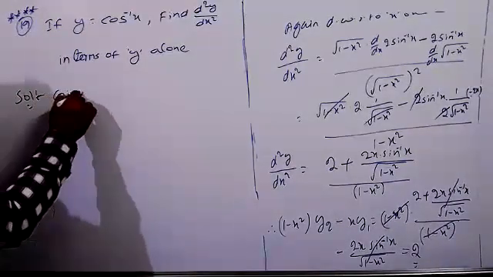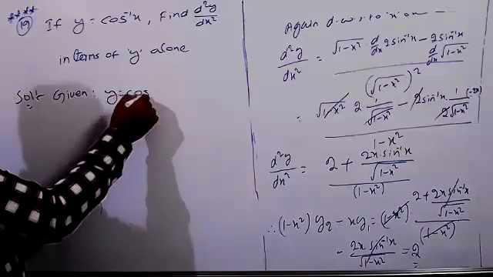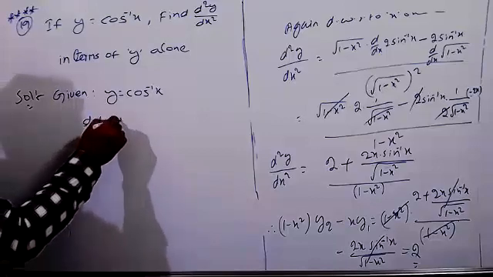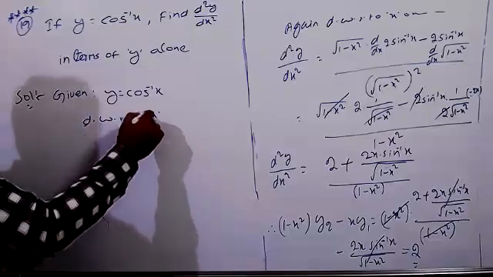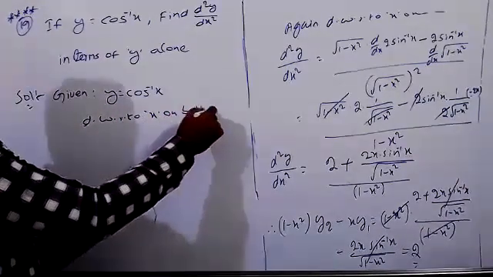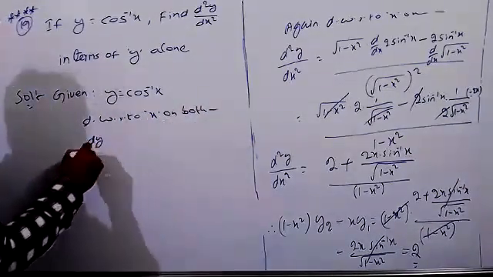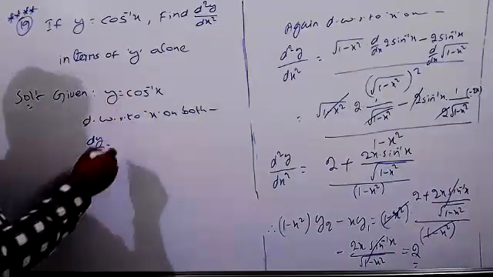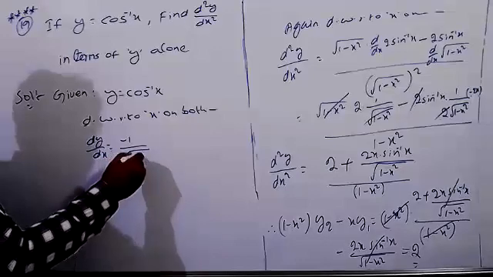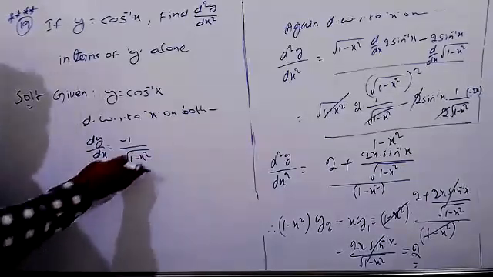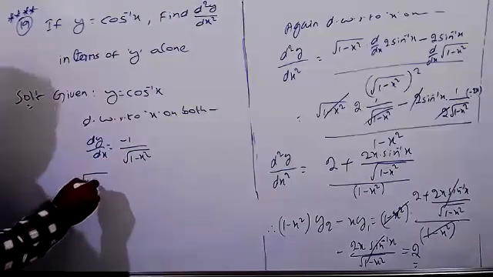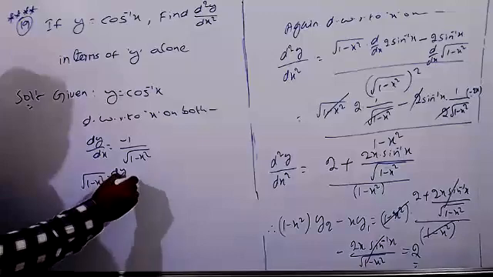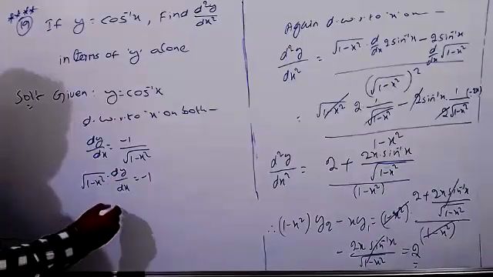Given y equal to cos inverse of x. Right, now differentiate with respect to x on both sides. So therefore dy by dx equal to the differentiation of cos inverse x, what do you get? Minus 1 by root over 1 minus x square. This one you can write this side now. So root of 1 minus x square into dy by dx equal to minus 1. Now squaring on both sides.